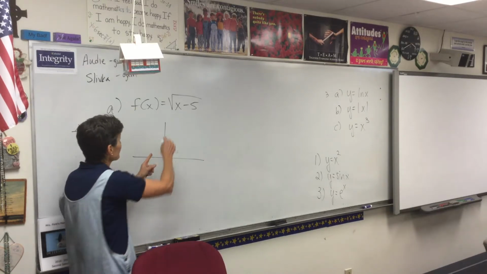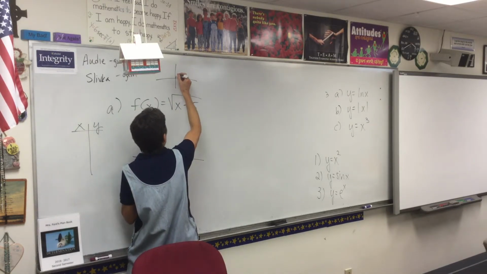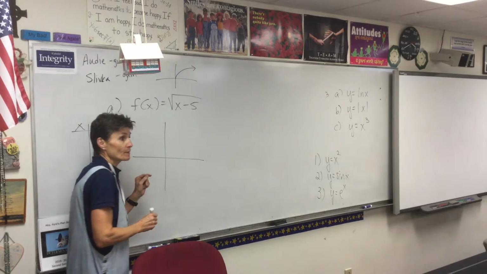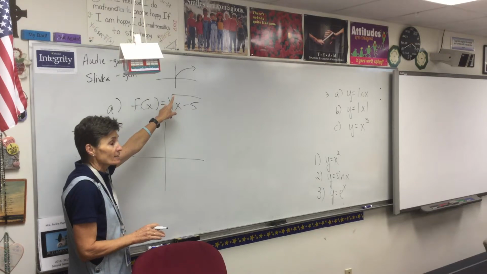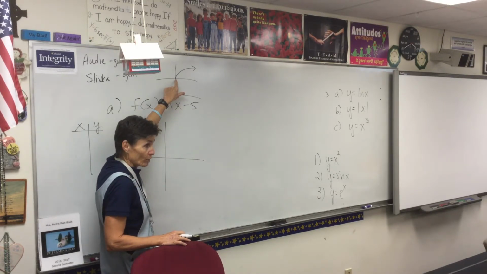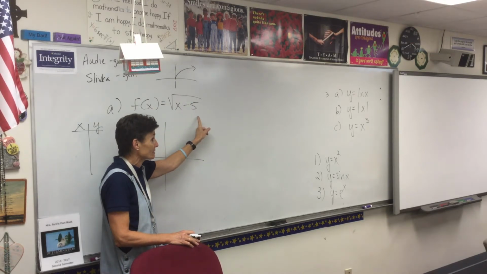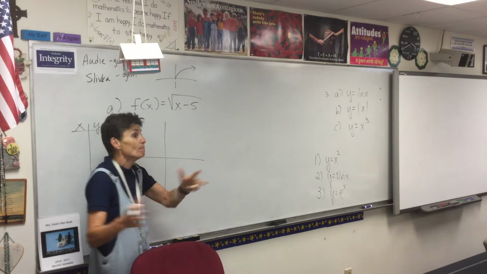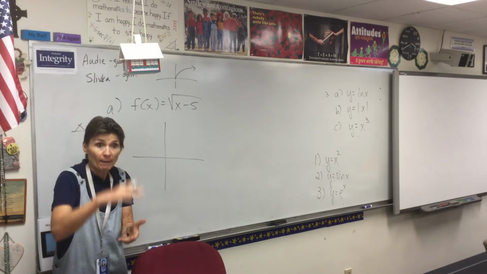First of all, you have to remember what the square root function looks like. The square root function looks like this, right? So this picture is going to look just like that. The difference is it's not going to be sitting at the origin, because when you add and subtract in the equation, it moves the picture around, either sideways or up and down.